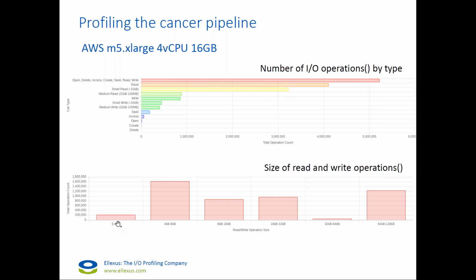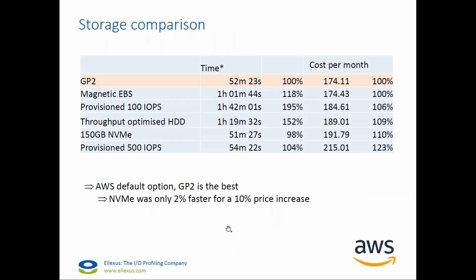This pipeline is not as bad on small reads though as most, because they've done a lot of work to optimize that. Most genome pipelines look at the less than 4K, dominate on the less than 4K sizes. This one is actually spread 4K to 32K, and they've done a lot of work trading off memory for read size to do that.